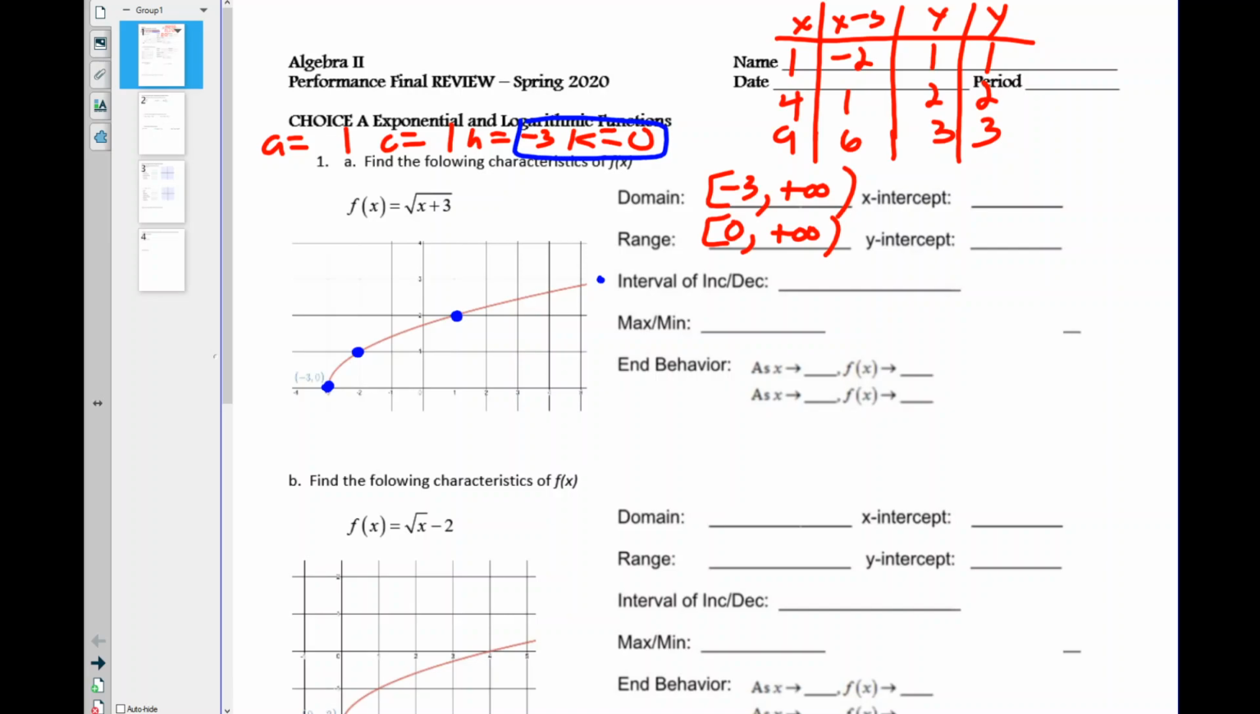Okay, here's something we saw with exponentials and logs. Intervals. Intervals tie in directly to the domain. The only thing is that within that domain, there might be some smaller subintervals where we're changing direction, but that's not the case on square root functions. Square root functions don't change directions.